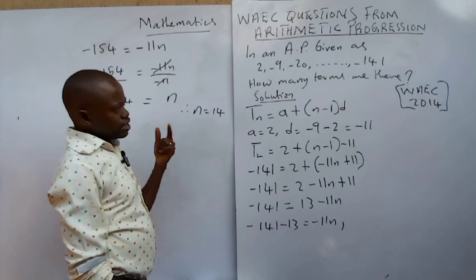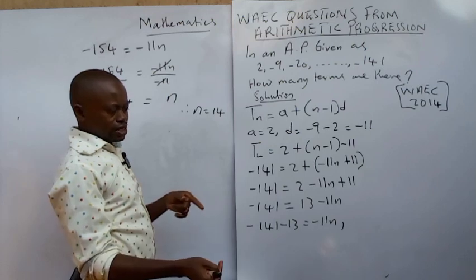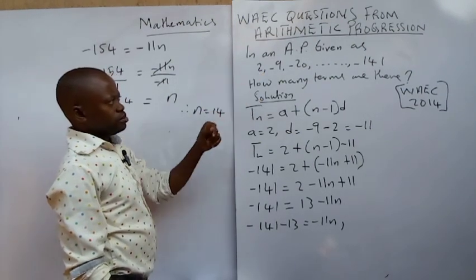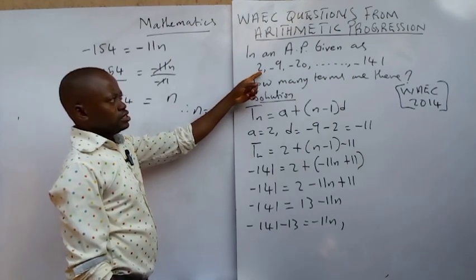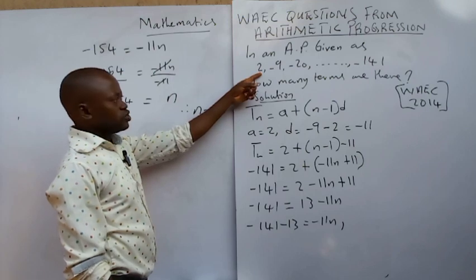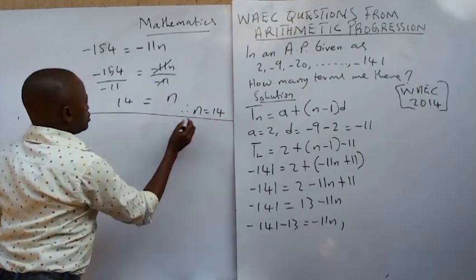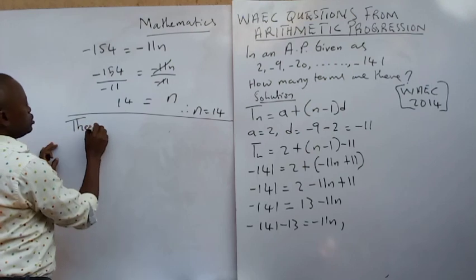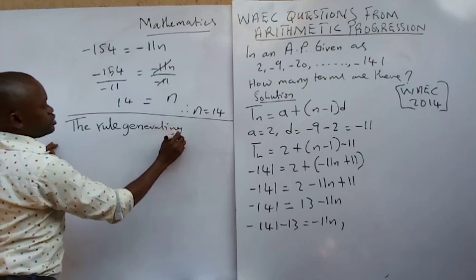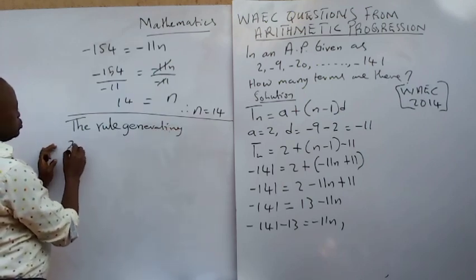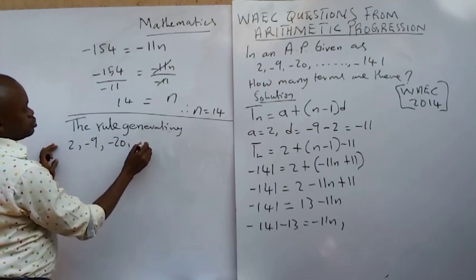Another thing I want to bring in right away, which I was carrying along when I was discussing in the last class, is what about when you're given a problem like this and you are asked to find the rule that is generating this. So I will add that as part of what we are doing here. The rule generating 2, minus 9, minus 20, and so on and so forth.